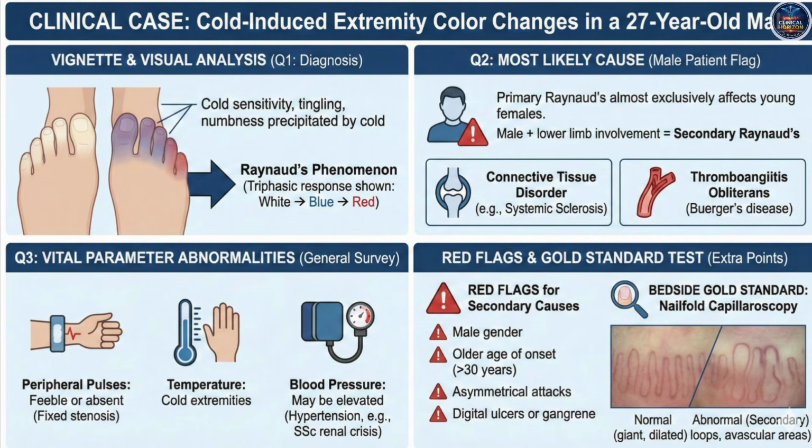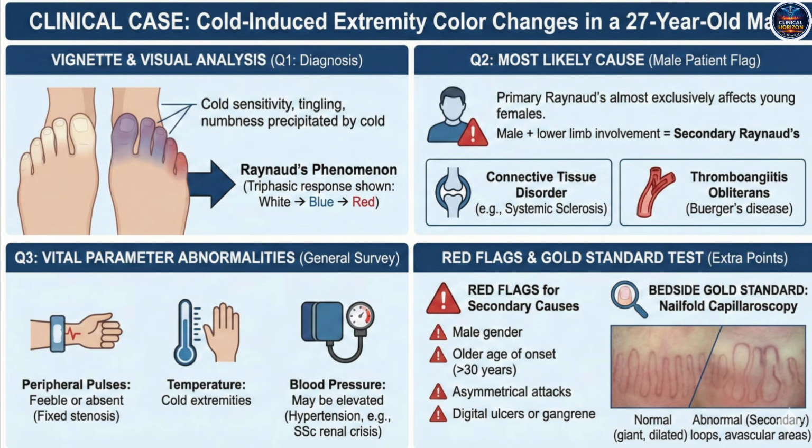Third question asks for possible abnormalities in various vital parameters in general survey. Think about the pathophysiology of secondary Raynaud's. It involves structural damage to vessels or systemic inflammation. How does that show up in the vitals? The answer to write: peripheral pulses may be feeble or absent in the affected limbs due to fixed stenosis in conditions like Buerger's disease or in severe scleroderma.